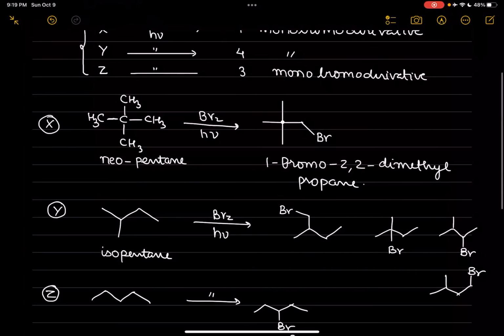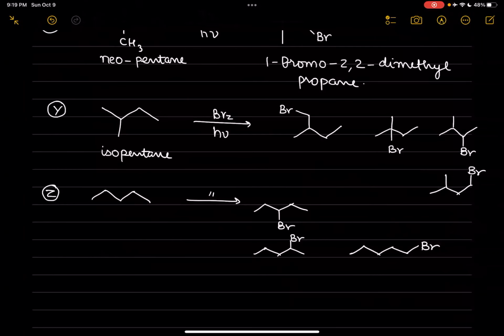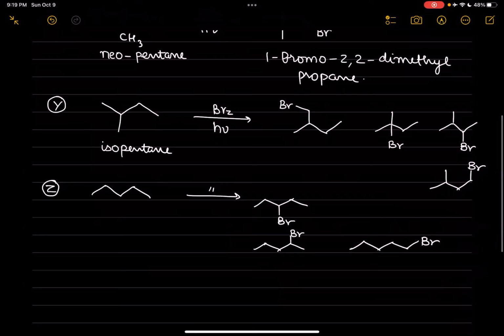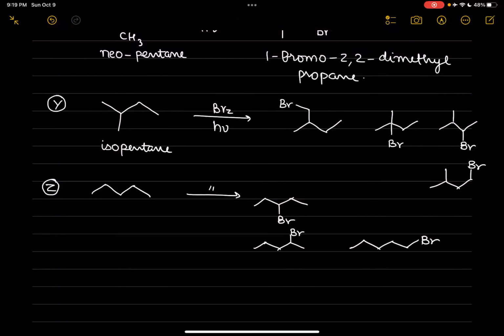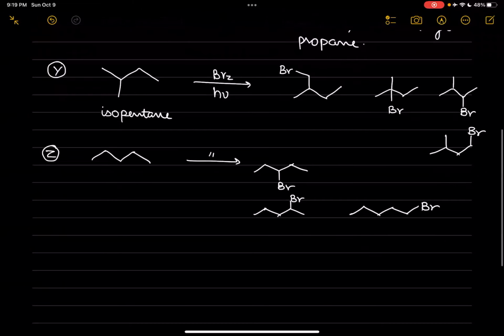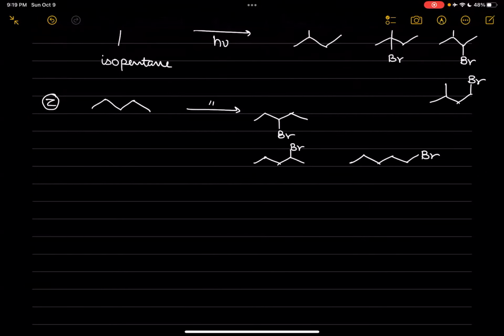The question which came is, these are the structural isomers. That's a very important thing. How many isomers will you get if you consider the optical isomers? That's what the question said. It is an actual question from the JEE.